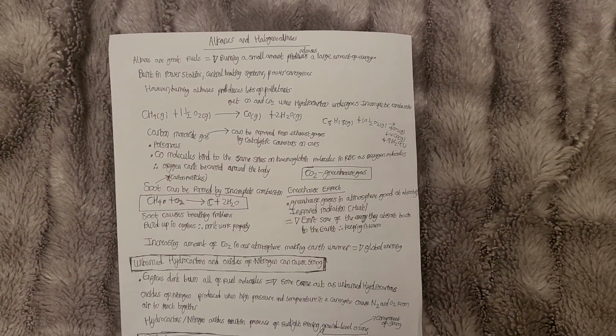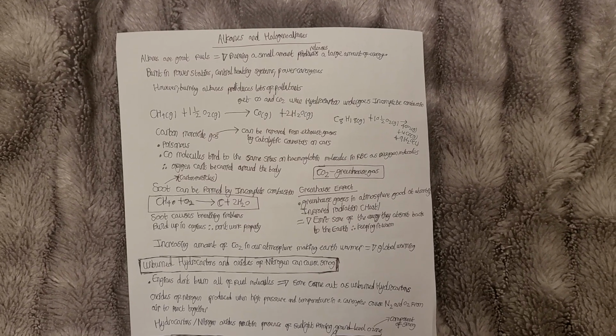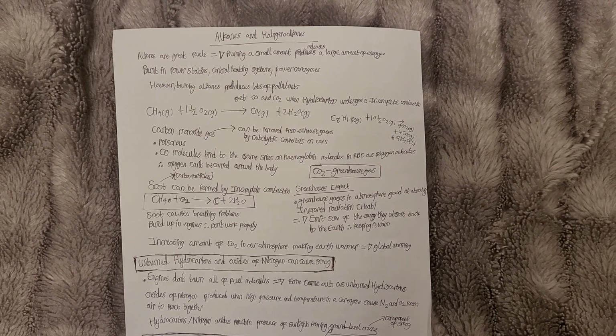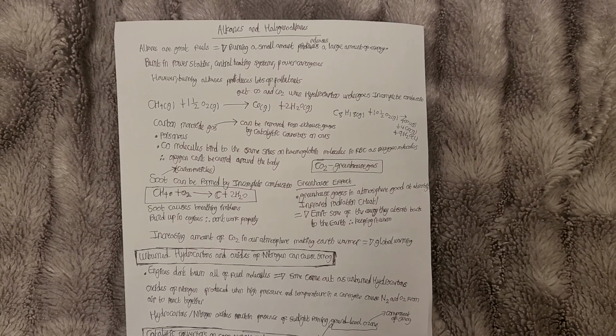Okay, alkanes and halogenoalkanes, carrying on. Alkanes are great fuels, burning a small amount releases a large amount of energy. They burn in power stations, central heating systems, and car engines. However, burning alkanes produces lots of pollutants.